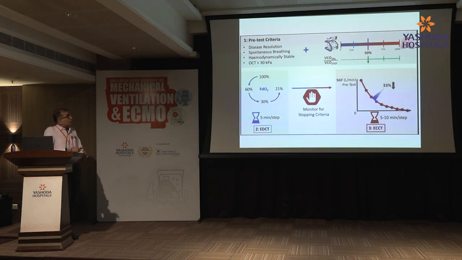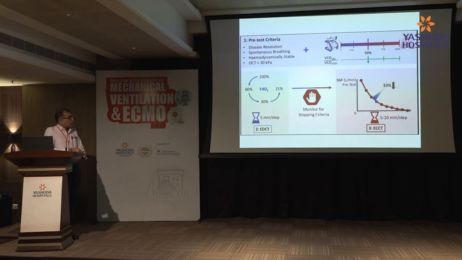So for pre-test criteria, you look at whether the disease resolution is taking place: the X-ray is better, your gas exchange is getting better, your lung compliance has improved, there is spontaneous breathing of the patient generating a good tidal volume, the patient is hemodynamically stable, and your oxygen challenge test is showing 30 kilopascal, which is roughly around 225 millimeters of mercury, or above that. And your lungs are participating more in oxygen delivery and carbon dioxide removal.